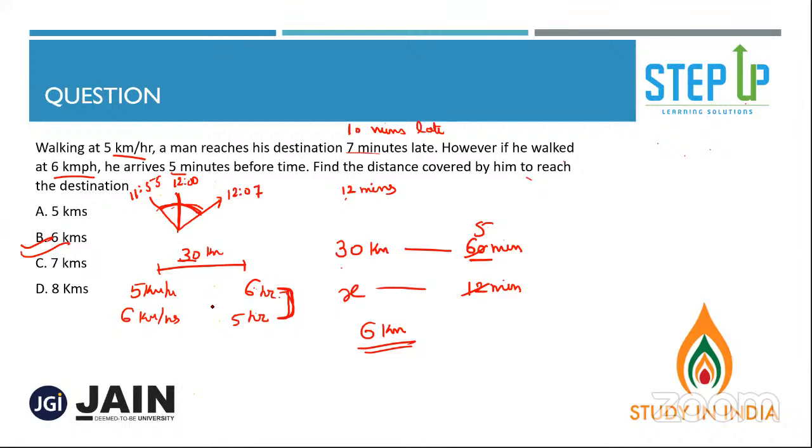Again, Bhupen, same thing I'm doing. I'll take the LCM of 5 and 6. LCM of 5 and 6 is 30 kilometers, because I know that distance is constant. And whenever distance is constant, I'll take the LCM.